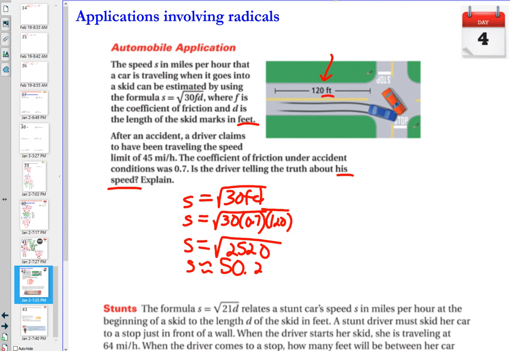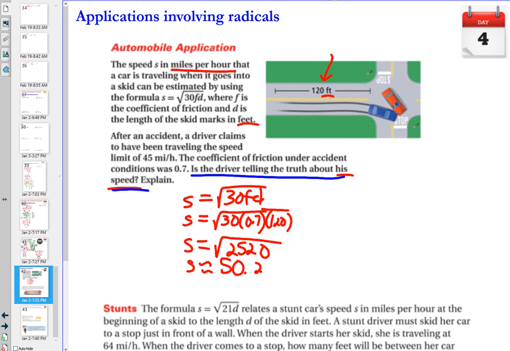We were looking for a speed. We got 50.2. Speed in this formula was being measured in miles per hour. So this person was traveling at a rate of approximately 50 miles per hour. So let's go back to the question. Is the driver telling the truth about his speed? He said he was going the speed limit. What was the speed limit?